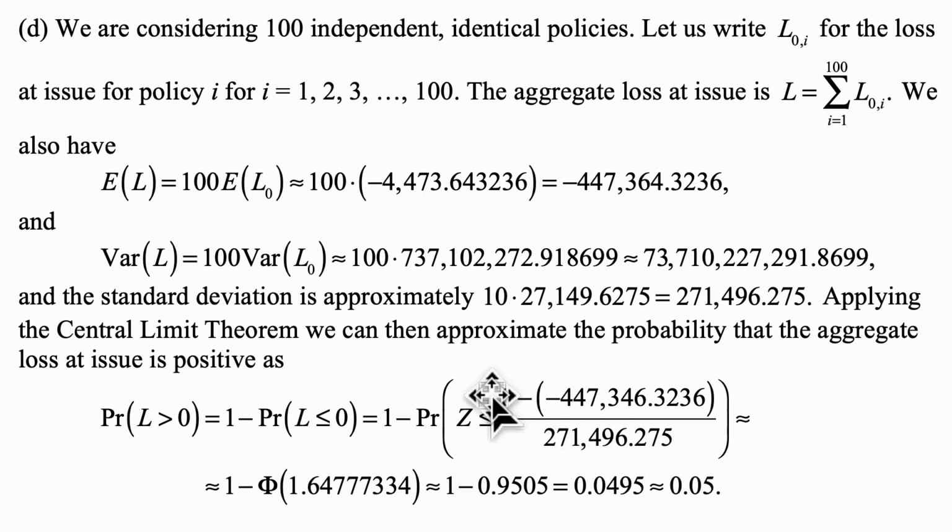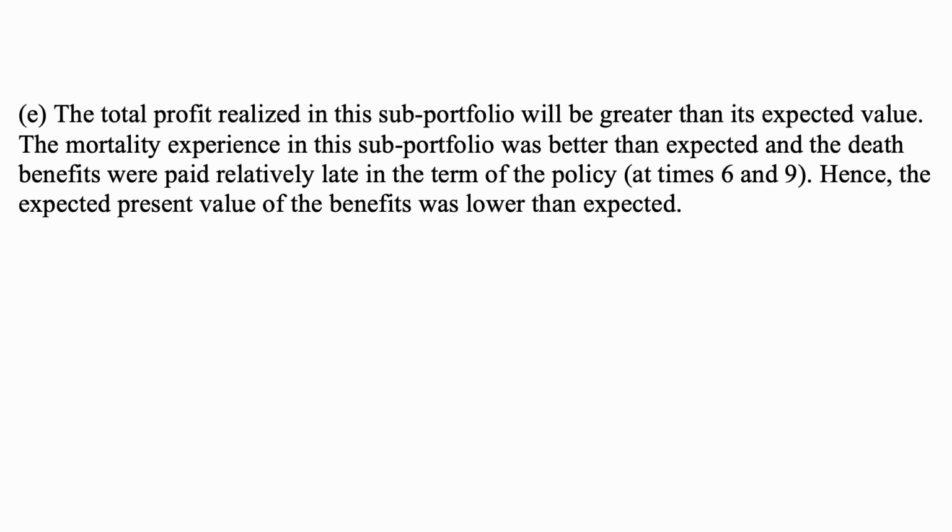Well, of course, then the probability that Z is less than or equal to this is the value of the cumulative distribution function of the standard normal distribution. And that's 1 minus Φ of 1.64777334. It's approximately 1 minus 0.9505. So this is 0.0495, or approximately 5%.